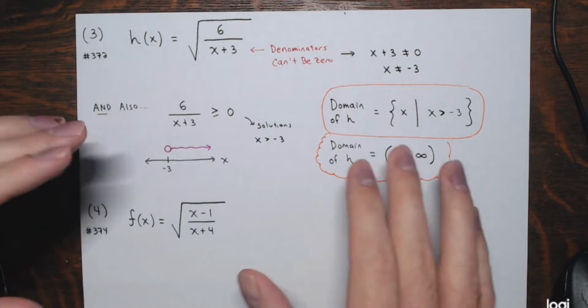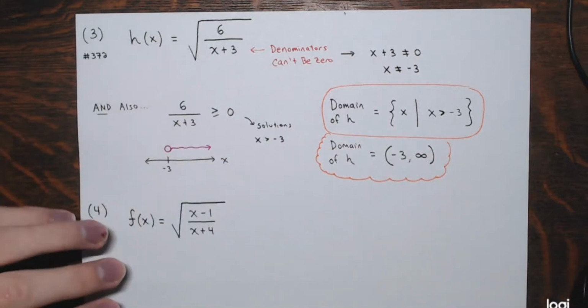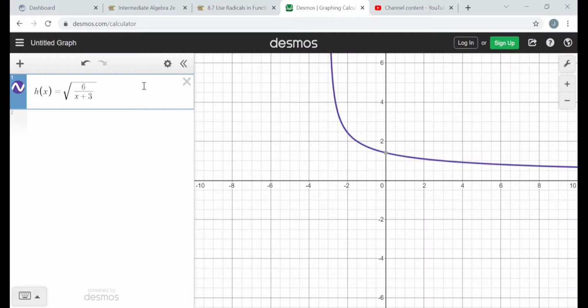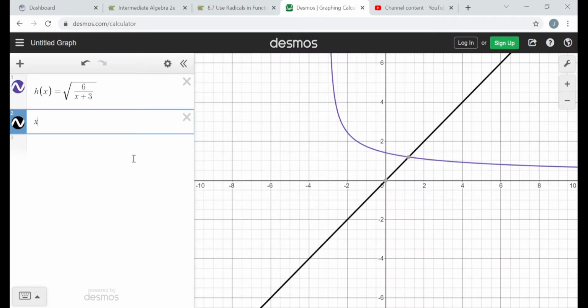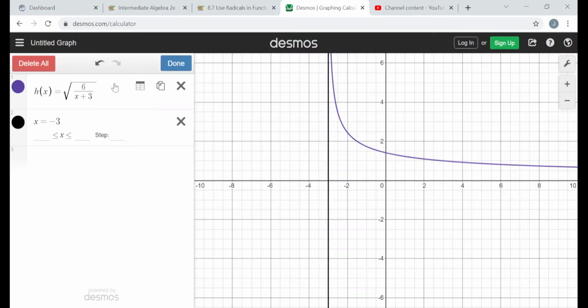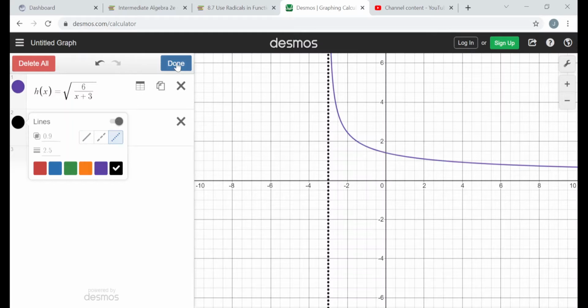All right, and then once again, I like to go and check my work. Go to the Desmos graphing calculator. I'm going to enter this function that we were given, h of x equals the square root of 6 divided by x plus 3. And look at this, right? Now, I'm going to put in the line x equals negative 3 as well. And you're going to see what's called a vertical asymptote. And I'll make this dashed. You can hit the little edit list and change it to a dotted line instead of a solid line. Right. And I'll hit done.